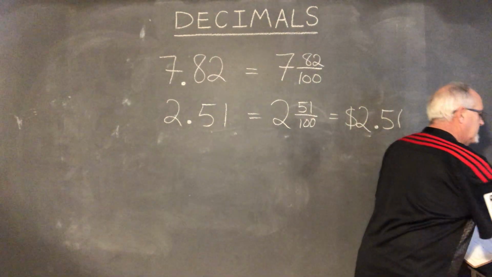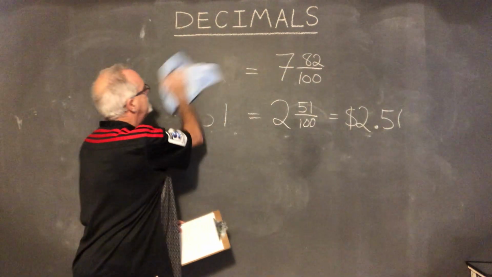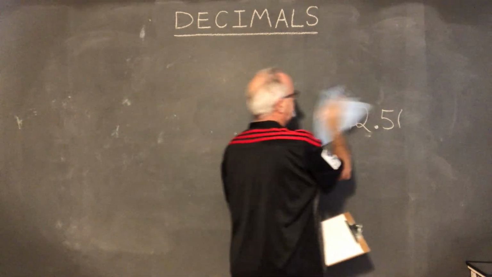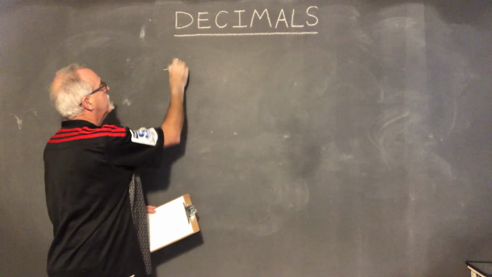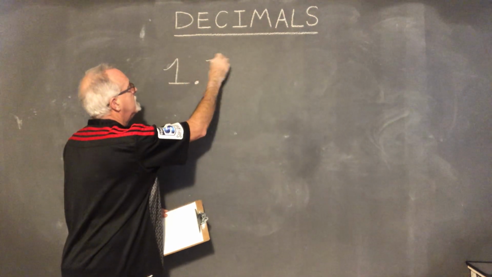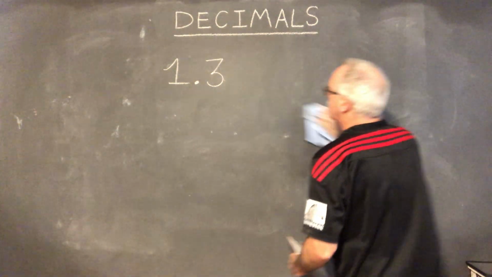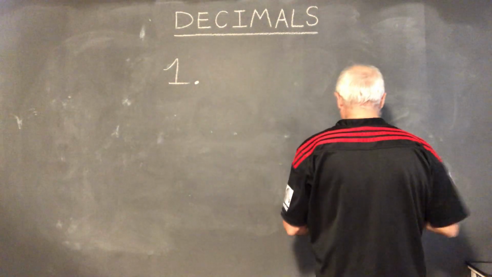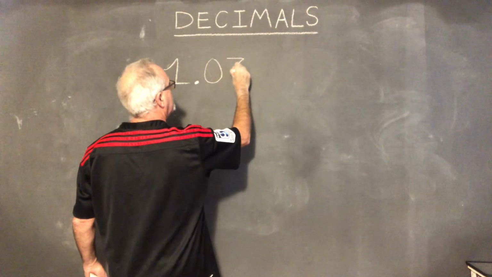Let's do another one. Let's do some of the what ifs. Let's start throwing some zeros in there and see what it looks like. $1.03. Oops. It would help if I actually wrote down the 0 in my example. Okay, 1.03. I said it correctly, I just didn't write it correctly.